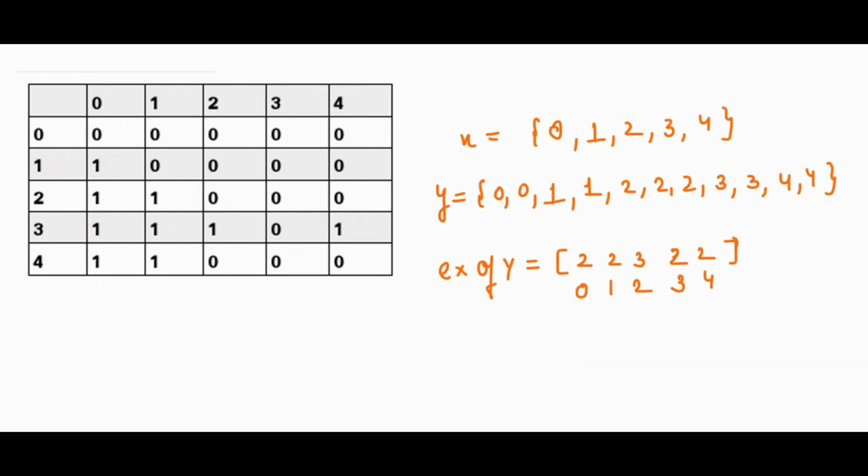Let's see this example. We have x as 0, 1, 2, 3, 4, and we have y with 2 zeros, 2 ones, 3 twos, 2 threes, and 2 fours. And I have stored them here. That means at the 0th index I have stored 2, meaning we have 2 zeros in the y array. Then we have 2 ones in the y array, which I have stored in the first index. And similarly as follows.